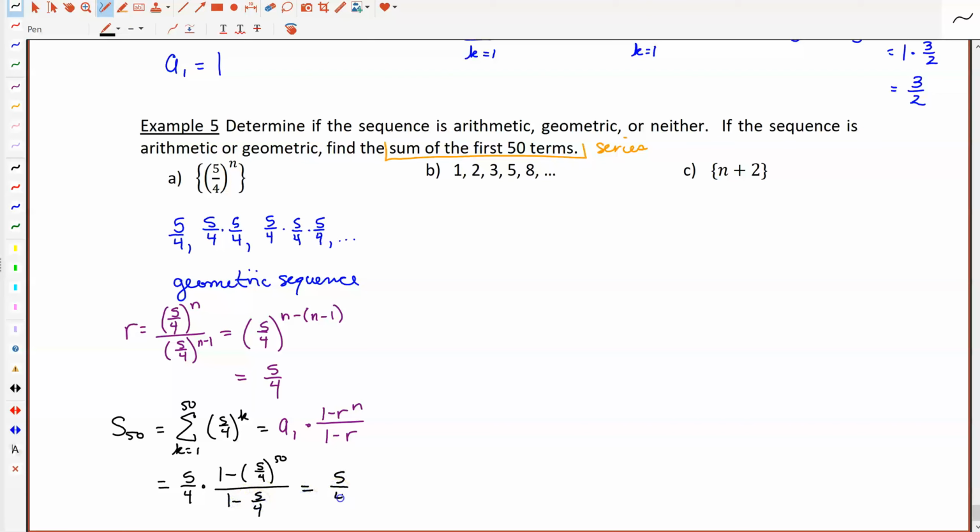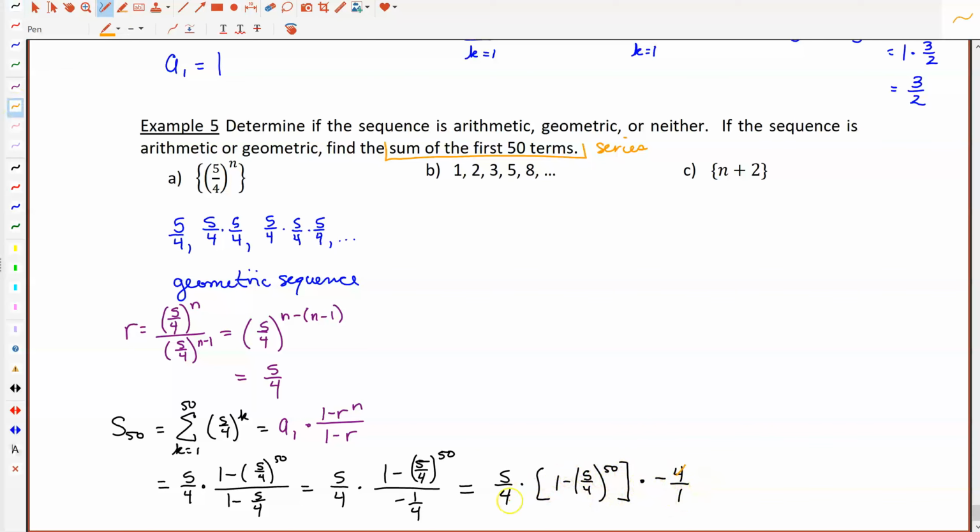So let's clean up what's happening downstairs. So I still have this 5/4 hanging out in front. Right here I'll have 1 minus 5/4 to the 50th power. And then 1 minus 5/4 is going to be negative 1/4. And then dividing by negative 1/4 is the same thing as multiplying by negative 4 over 1.